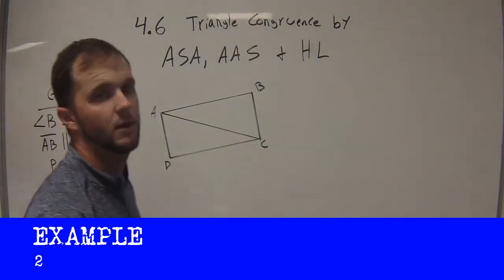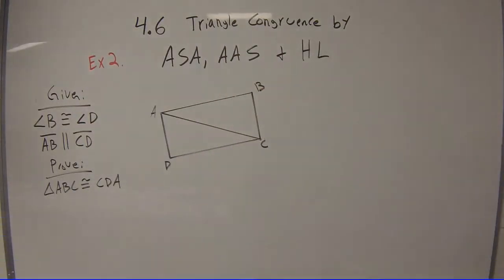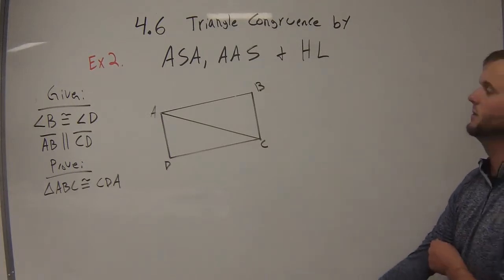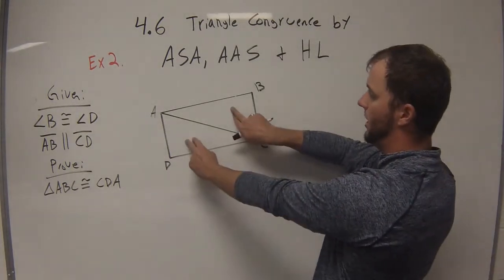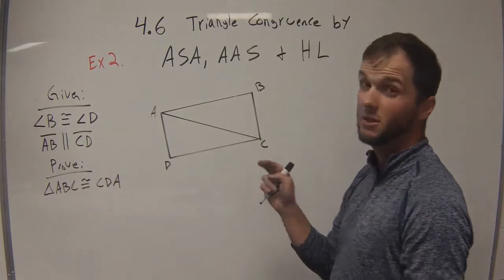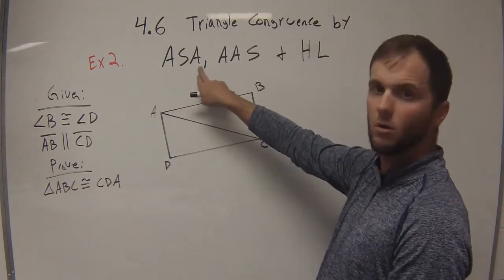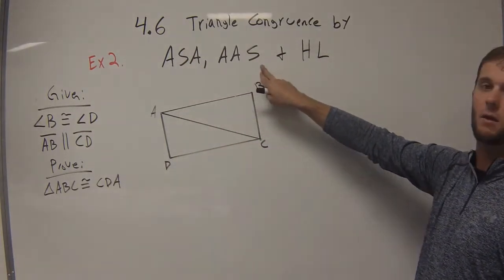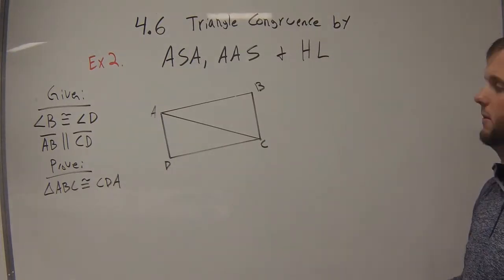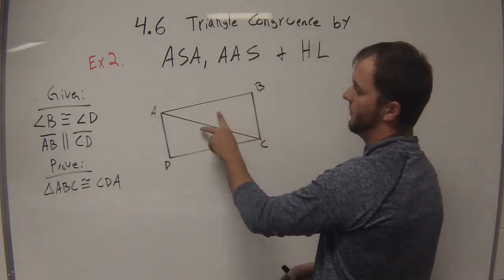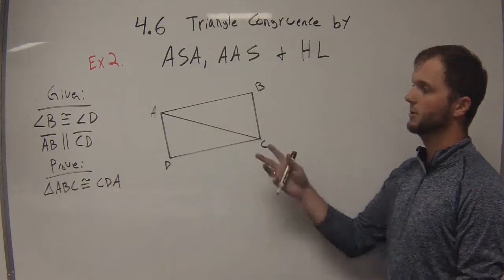Alright guys, so here looking at example number 2. So right now what's happening is I need to prove that these 2 triangles right here are going to be congruent by angle side angle, by angle angle side, or by the hypotenuse leg theorem. So I'm going to try and prove that both of these triangles are going to be congruent. So let's go and look at this.